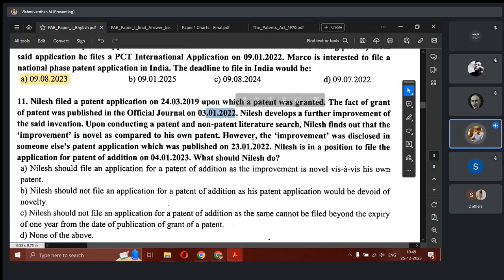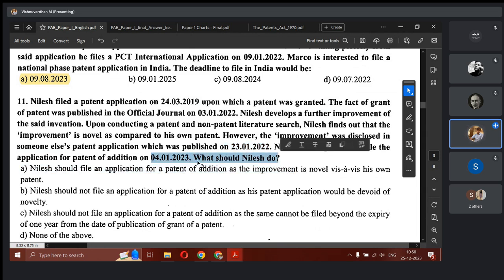This date is just there to confuse you. So after 2019, in 2022, somebody else has written some research paper. Dekisuke has filed another application which discloses the improvement. So Nilesh is in a position to file the application for patent of addition on 4th Jan 2023.